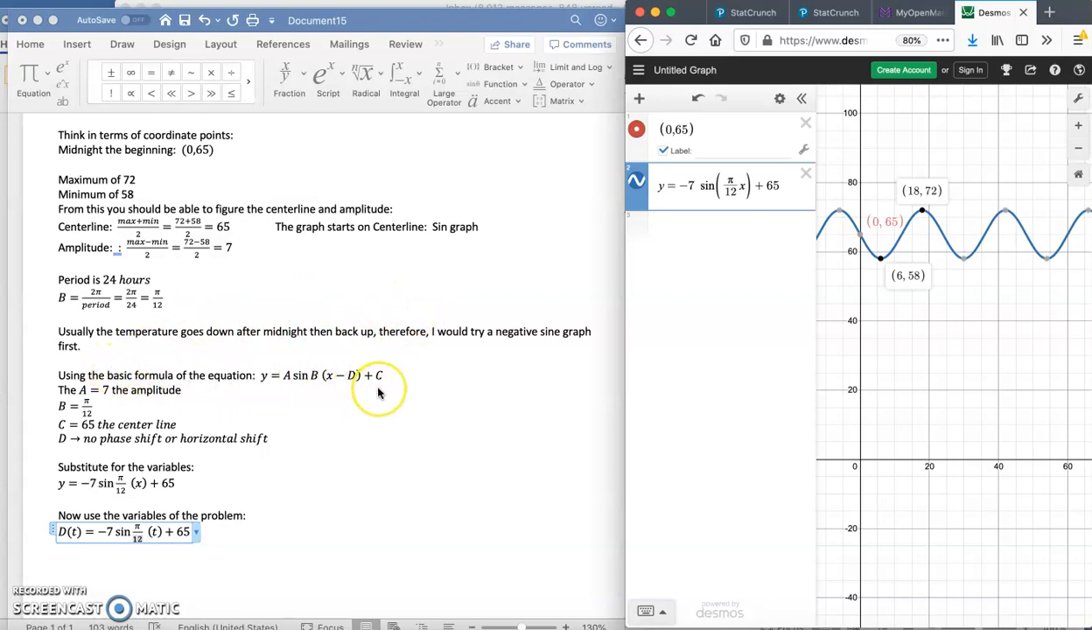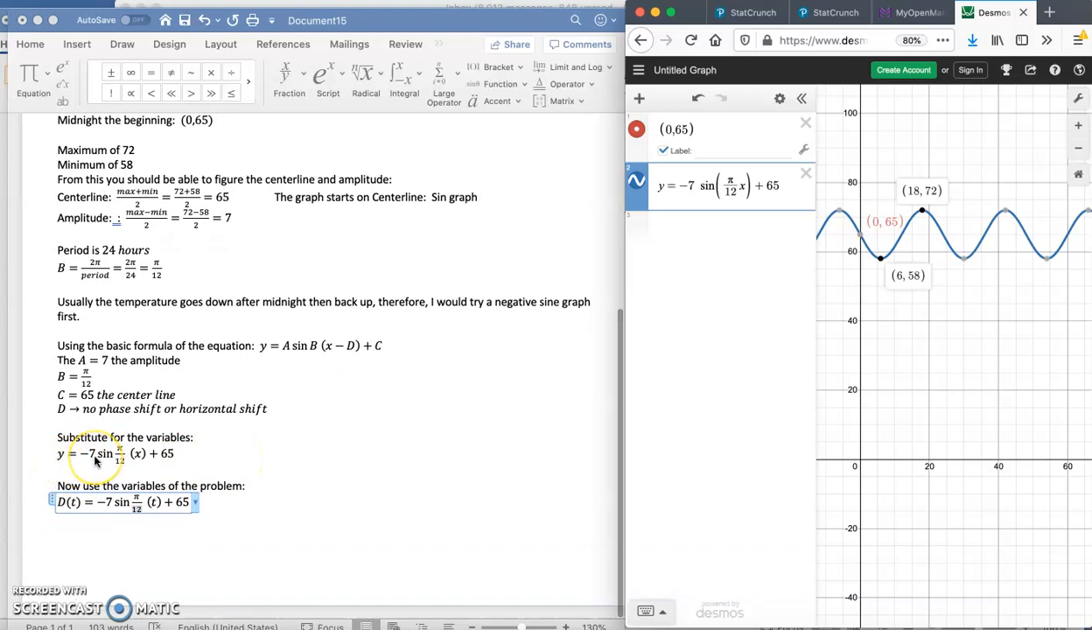Use the basic formula for the equation that we have, where A is our amplitude, which was 7. B is dealing with the period. B is 2 pi over the period, or the period is 2 pi over B. So B ended up being pi over 12 because we put 2 pi over 24 and we reduced it down to pi over 12. And then the center line we found to be 65, and there is no phase shift, so D basically is 0.